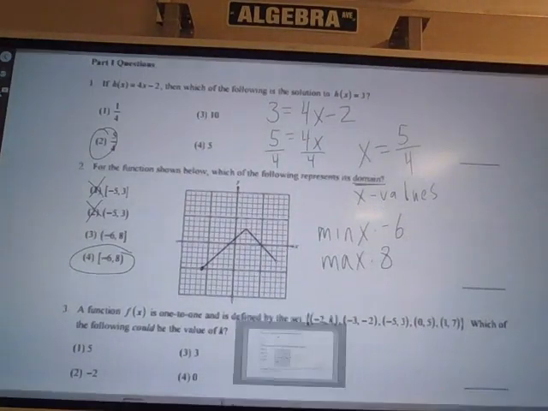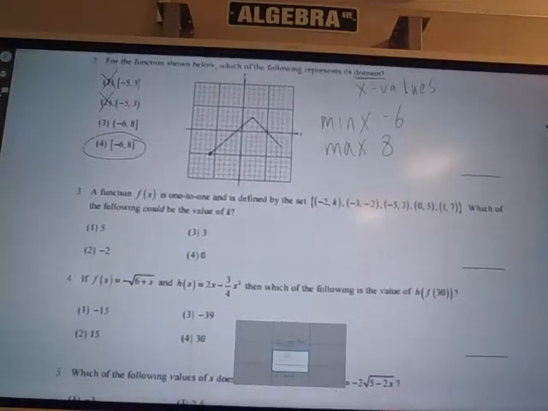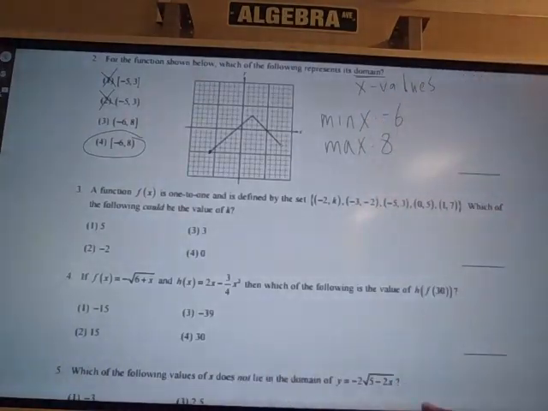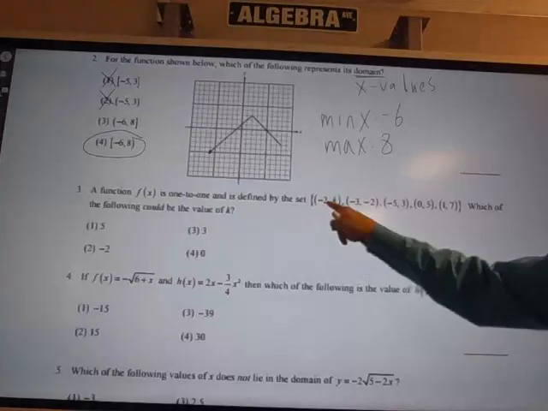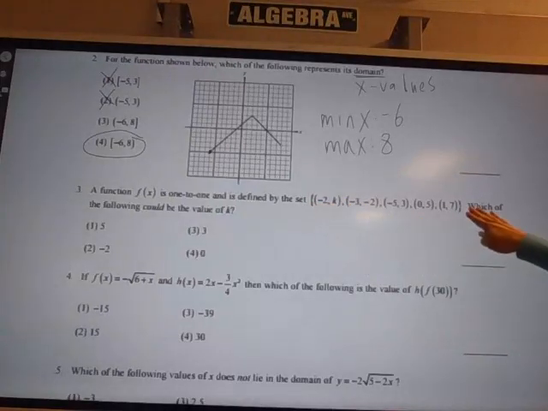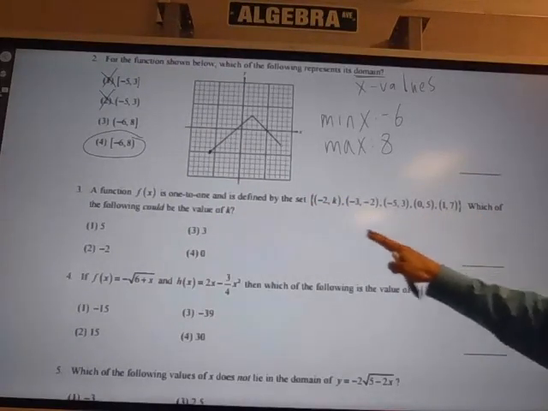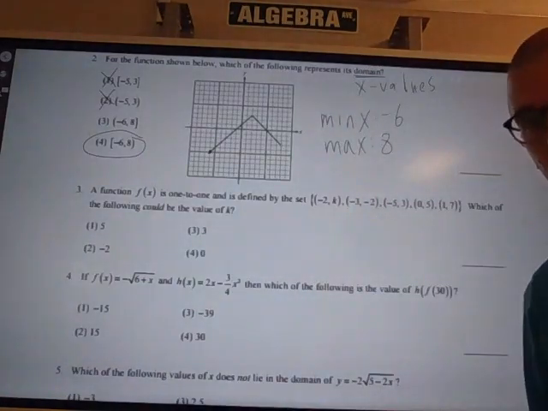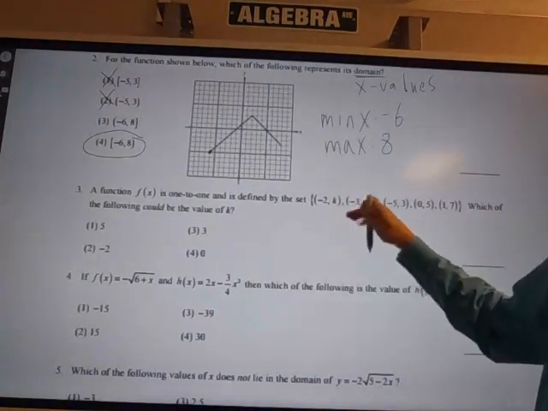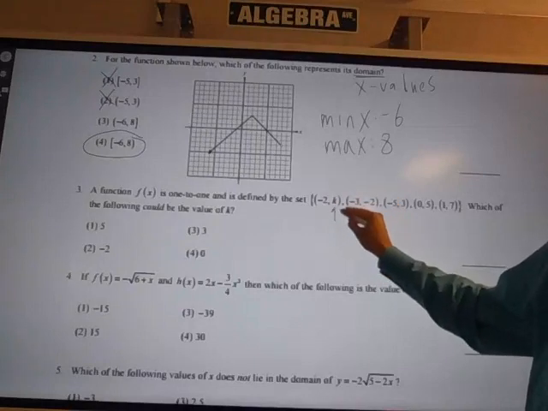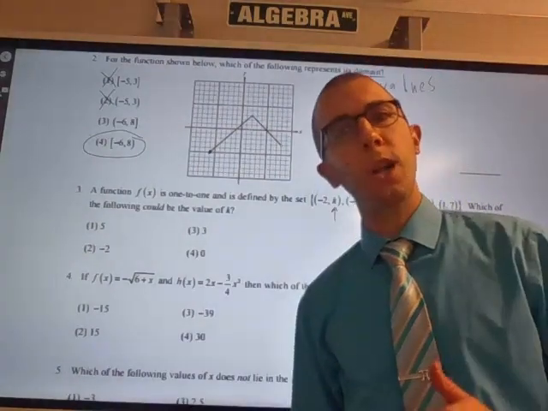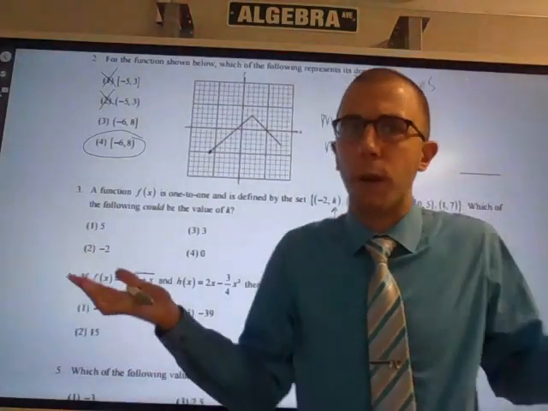Okay? Moving on to number 3. A function f of x is defined by the set. Right here, there's our set. Which of the following could be the value of k? Which of these could be the value of k? Right there. In order to answer this, you need to remember, what is a one-to-one function?